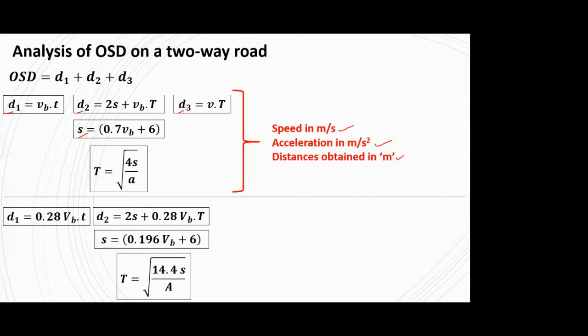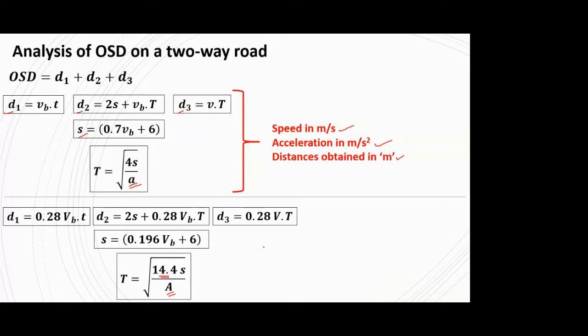And in case of this T, the acceleration in the formula above was in meter per second square, but now the acceleration is in kilometer per hour per second. So for that, the conversion factor of 3.6 that we divide the acceleration by will go to the numerator, and it will be 4 into 3.6, so that will come to 14.4. So this is the formula if you are using the A value in kmph per second.